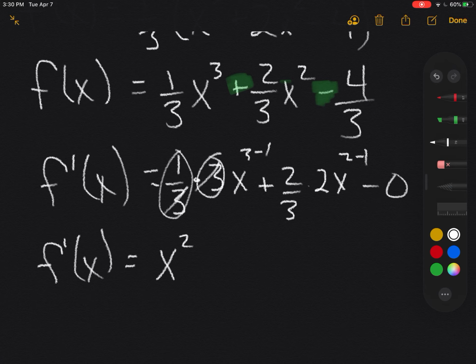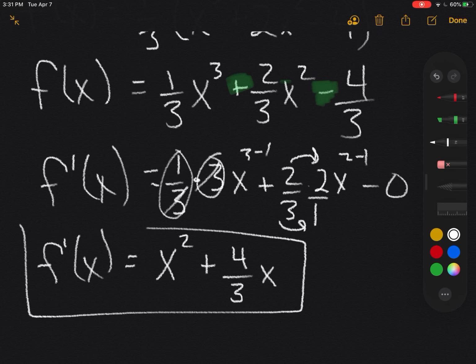F prime of x, I'm going to simplify this out. 1/3 times 3. These 3's are going to cancel, and I'm going to be left with x squared. 2/3 times 2 over 1. I'm going to multiply numerator to numerator and denominator to denominator. And I'm going to get 4/3 x. And that's it. It's my final answer right there.